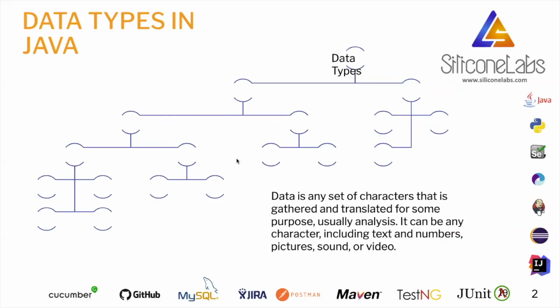Let's start with data types. What are data types? Well, data is basically any set of characters that is gathered and translated for some purpose, usually analysis. And it can be characters including text, numbers, pictures, sound, or video.